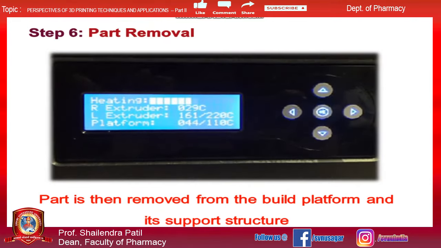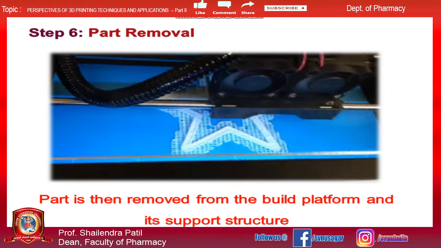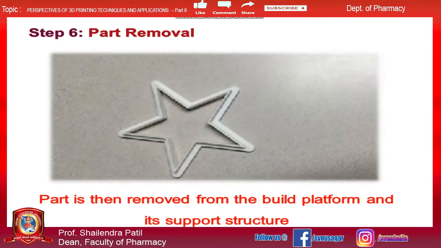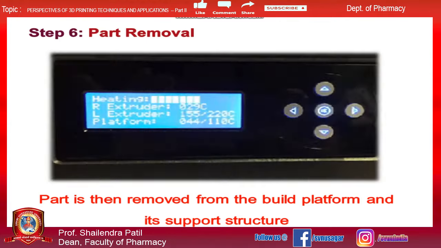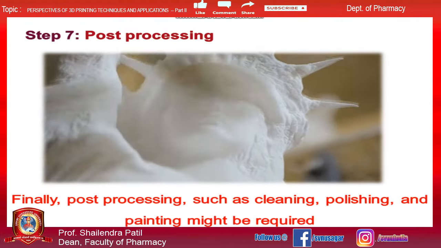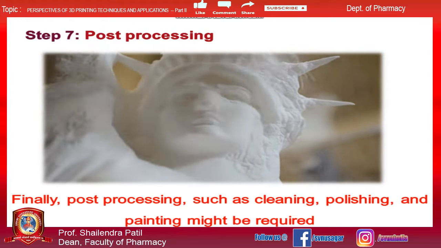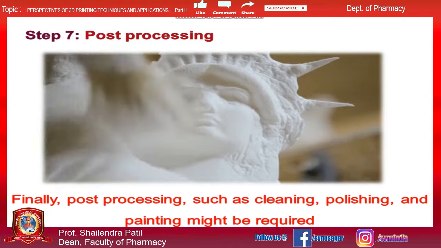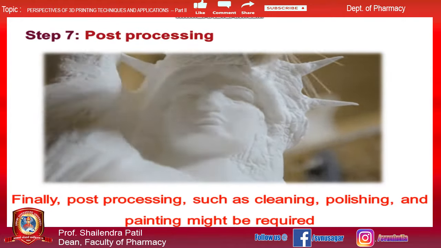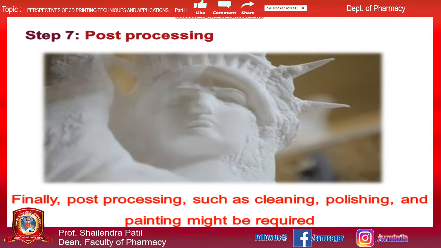The next stage is the removal of the fabricated part. After the completion, when the complete build is developed, you remove the printed part. And the last step is the post processing of the object. Finally, the object which has been fabricated is processed, such as cleaning, polishing, and other finishing as per the requirement of the object.